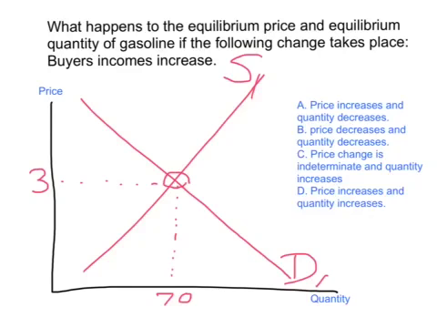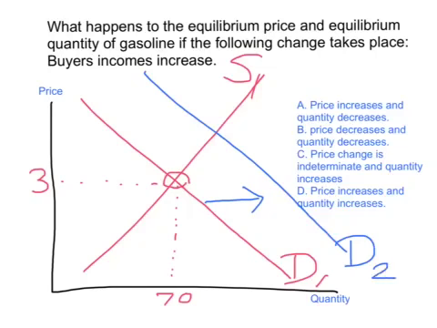Alright, so buyers' incomes are going up, and we can assume gasoline is a normal good. So when people's incomes increase, they have more money, they can probably drive around more, and they'll buy more gasoline. So what that means is that demand will increase, and we can graph that by shifting the demand curve to the right. So D1 becomes D2.